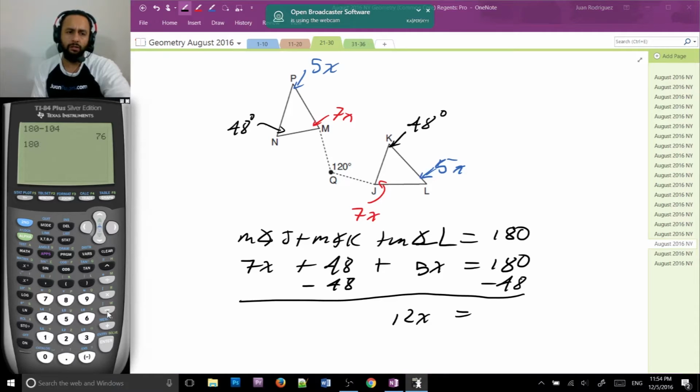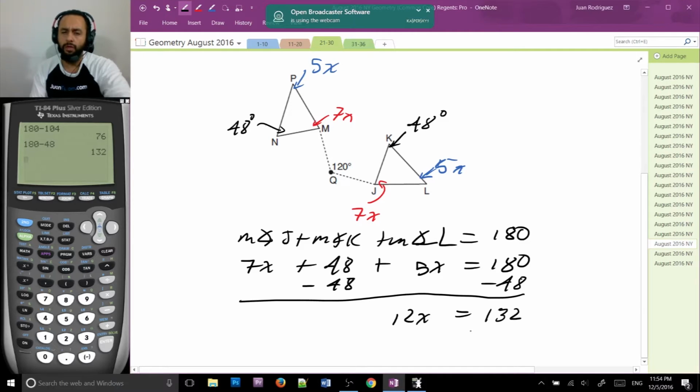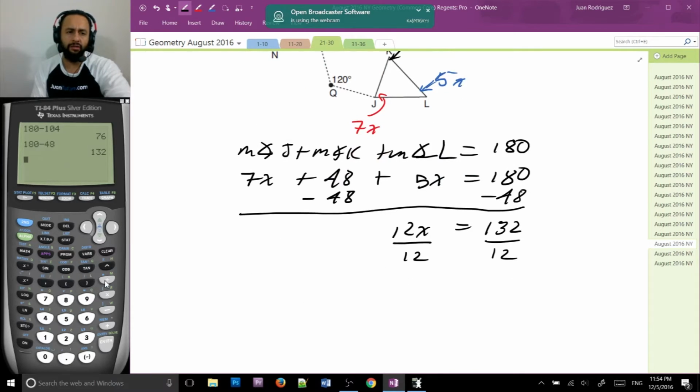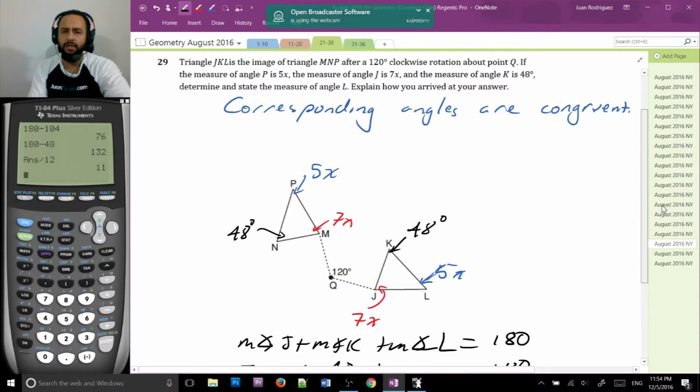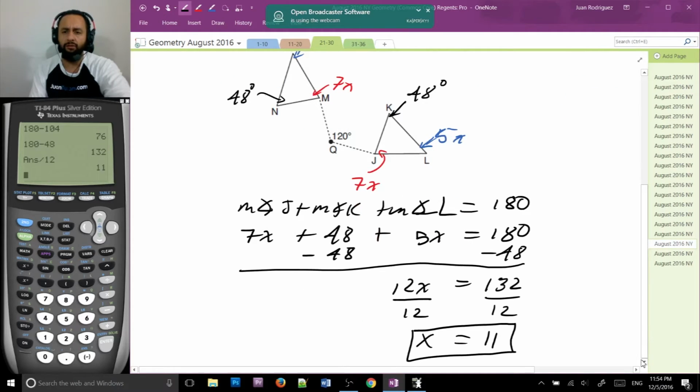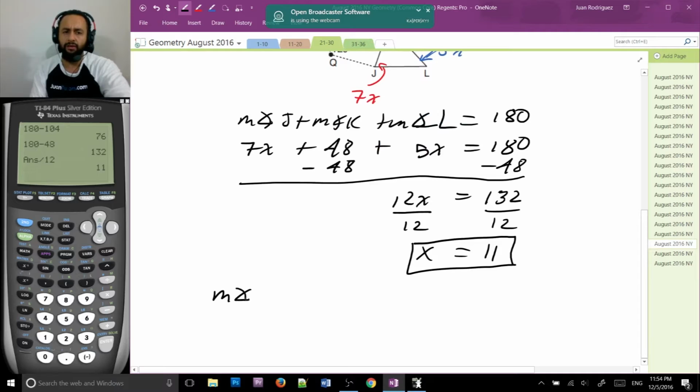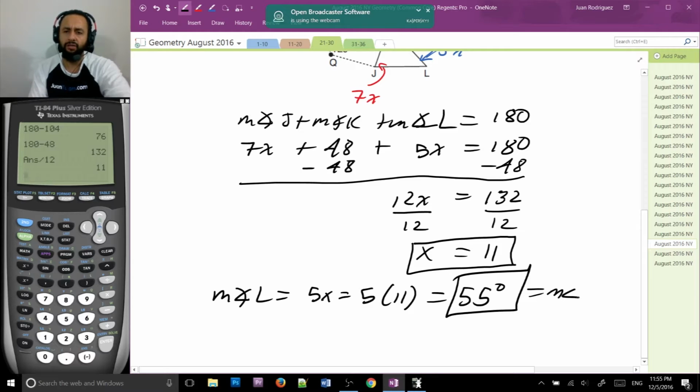48, you should get 132. And then we divide by 12, and we should get 11. X equals 11. So that's x. And let's make sure we answer the question that we were asked. We are asked for the measure of angle L. So the measure of angle L is equal to 5x, which is equal to 5 times 11, which is equal to 55 degrees. And that's our answer.